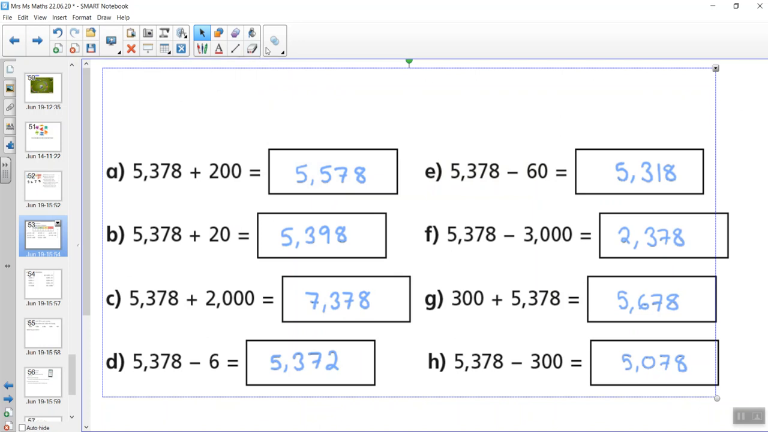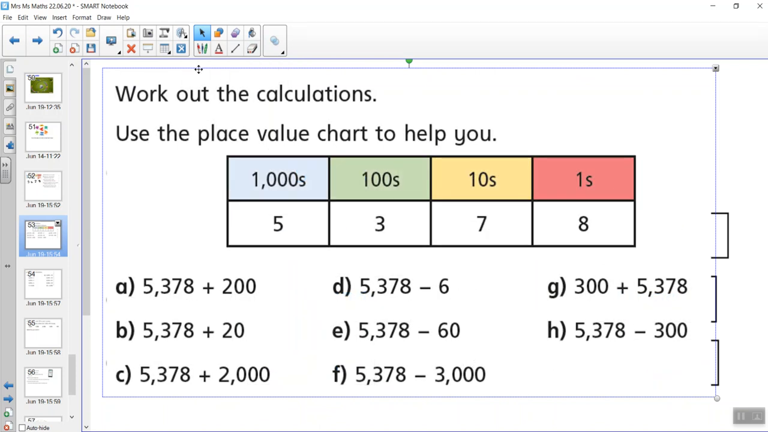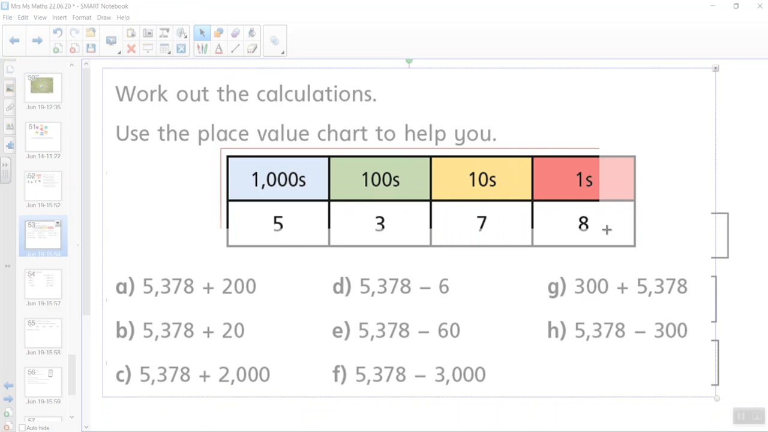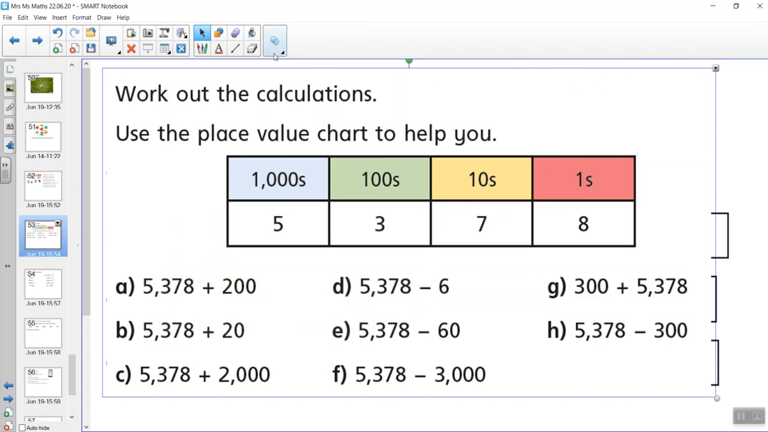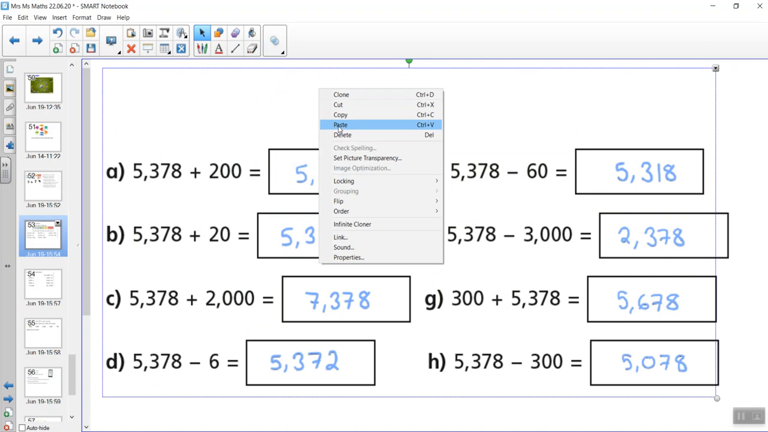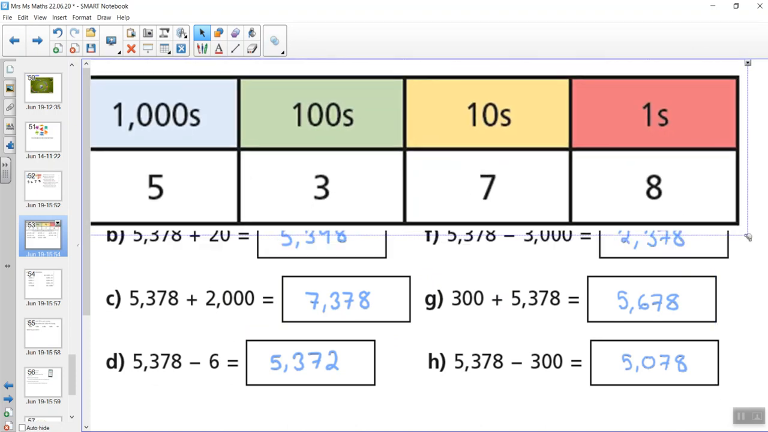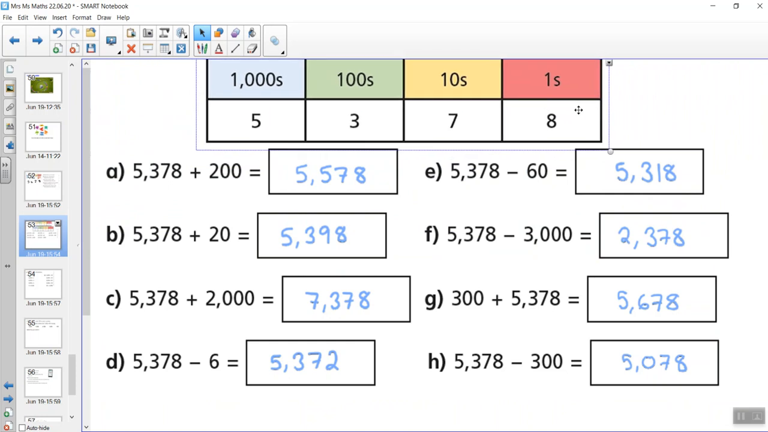I think what I'm going to do is I'm going to take that back because we still might need that place value chart. So let's just copy that place value chart, I think. That will help us for later. It's going to be a bit big, we might make it a bit smaller. There we go. Now we've got what we need.